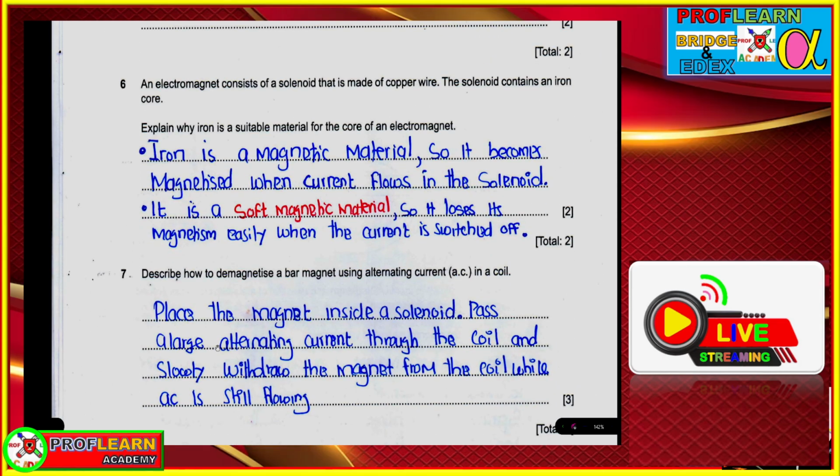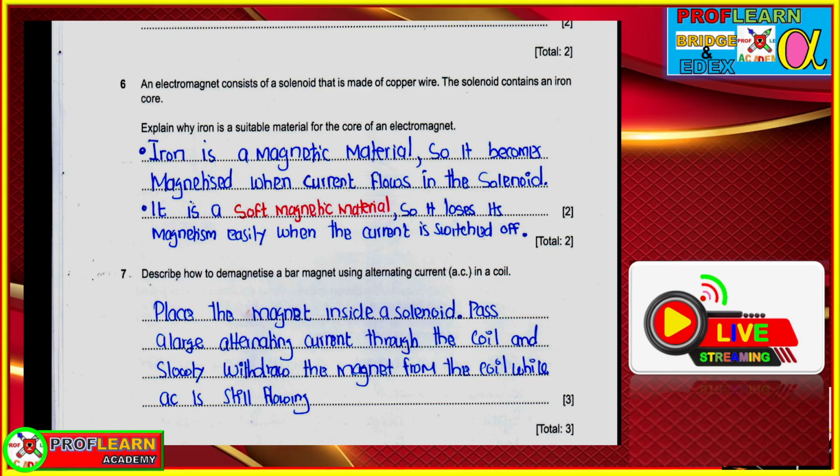Looking at question number 6, explain why iron is a suitable material for the core of an electromagnet. Remember, an electromagnet is a magnet which is magnetic because of the presence of electric current. So this means that iron is a magnetic material, so it can be easily magnetized. Iron is a soft magnetic material, meaning it can be easily magnetized, and at the same time it can easily lose its magnetism.